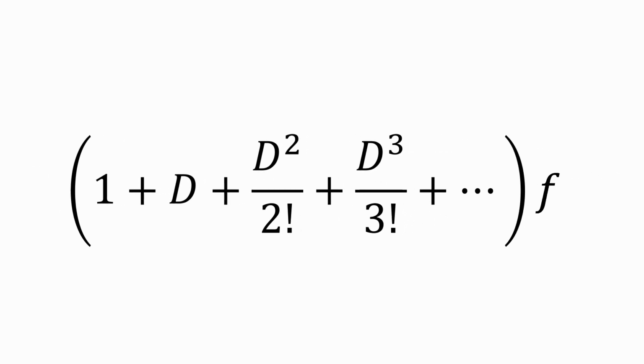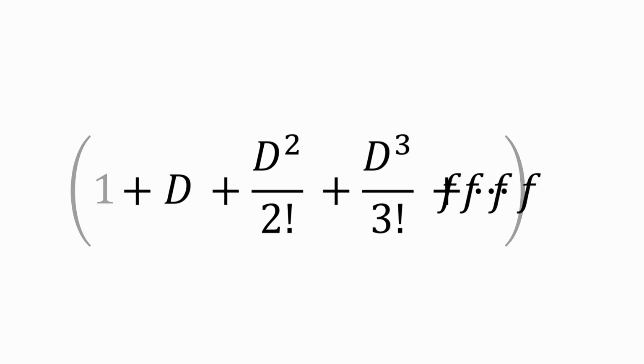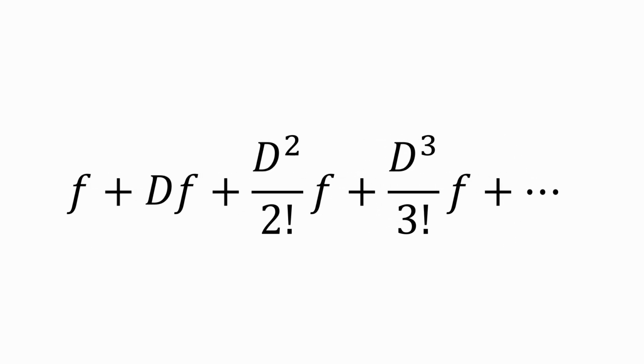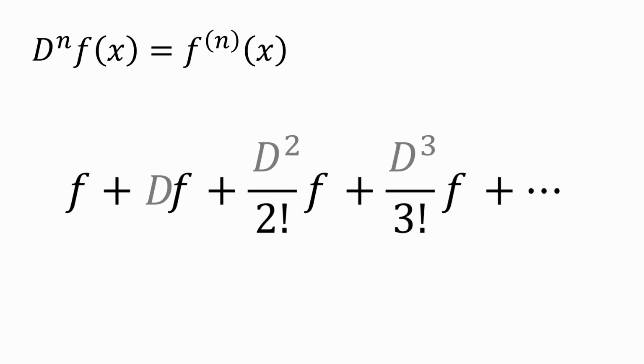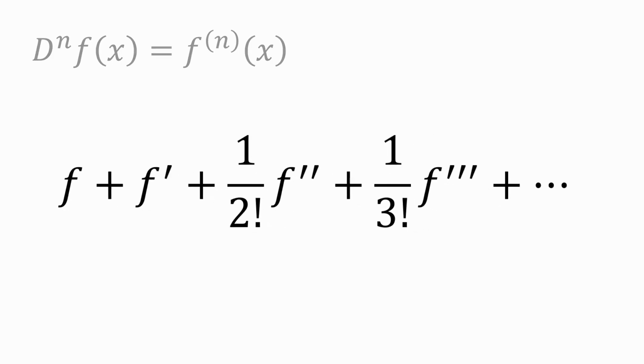We want to see what this infinite series will do to our function f. We'll expand the brackets here. Now we're about to use what we said earlier about d to the n f being the nth derivative of f. Meaning df becomes f prime, d squared f becomes f double prime, d cubed f becomes f triple prime, and so on. It certainly isn't obvious what this is doing. Let's see what happens when we try some examples.